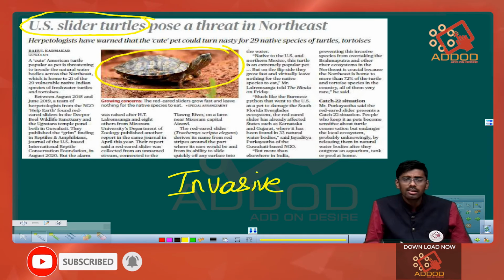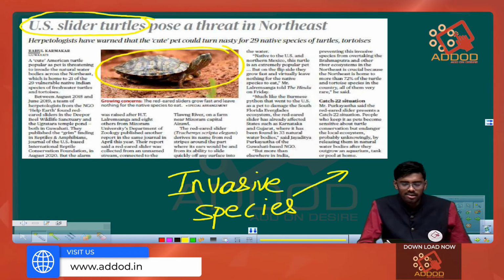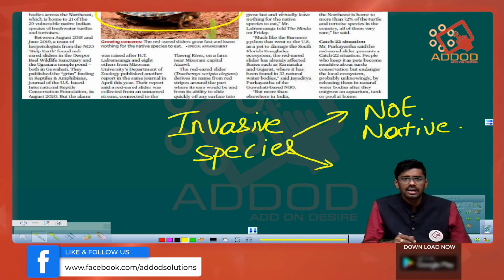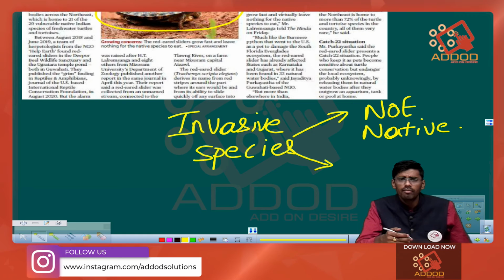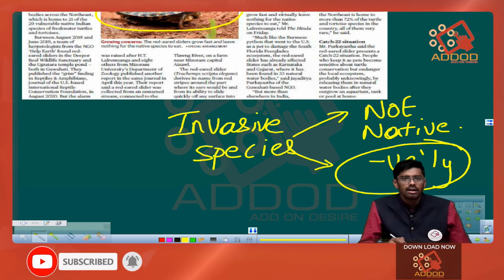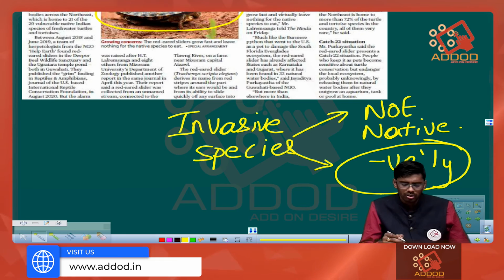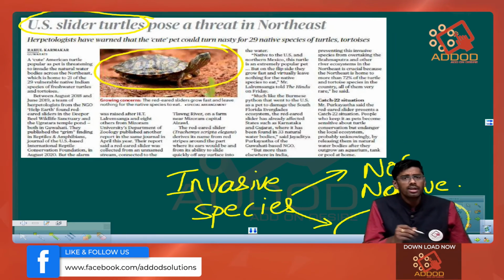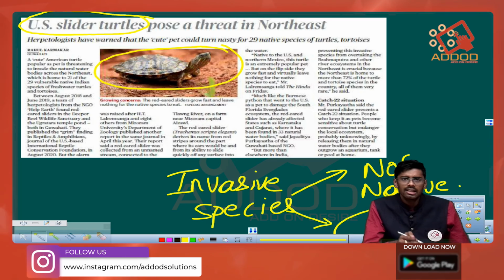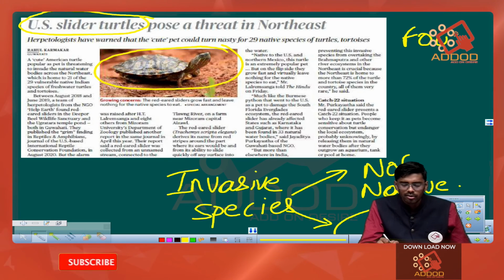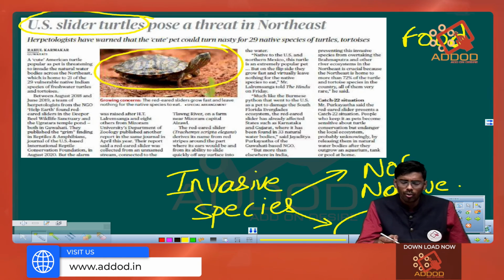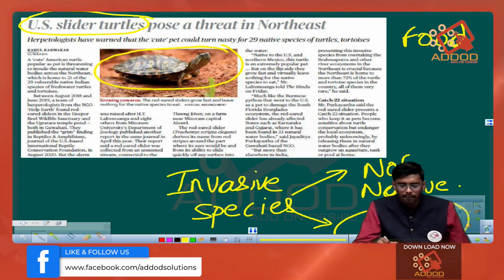So what do you mean by invasive species? First, these species are not native to the country or to the part, and next, these species harm negatively the environment they are living in. So it will harm other living organisms which are living in that area. So let's say we have this US slider turtle. When you have US slider turtles in a river or in a lake, these turtles consume more food. As it is consuming more food, other turtles might not have enough food. So other turtles which are native to the country might die.